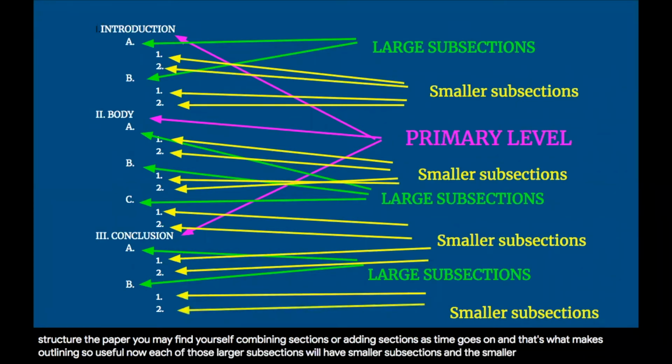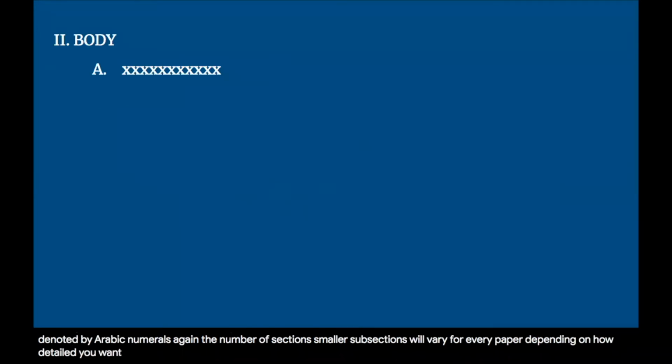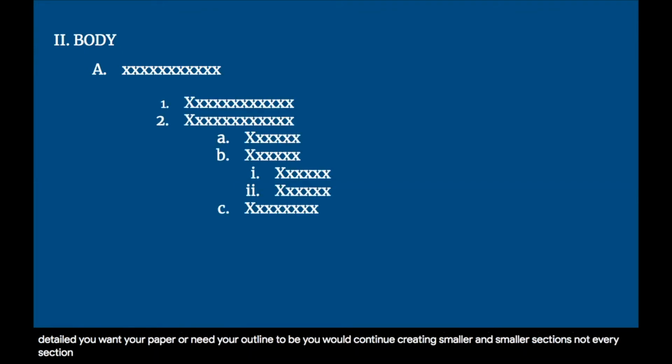And the smaller subsections are denoted by Arabic numerals. Again, the number of sections and smaller subsections will vary for every paper. Depending on how detailed you want your paper or need your outline to be, you would continue creating smaller and smaller sections. Not every section needs to have the same number of items, but at the beginning levels, it's a good idea to try to have at least 2 items for every larger subsection if possible.